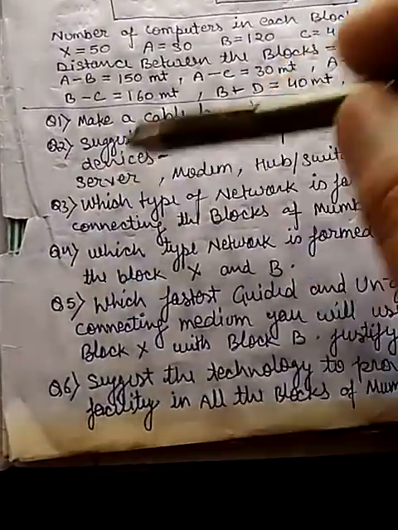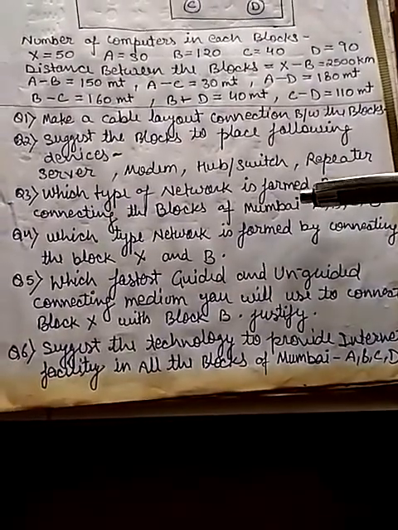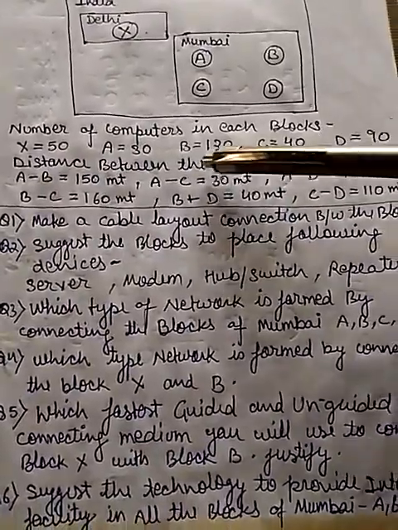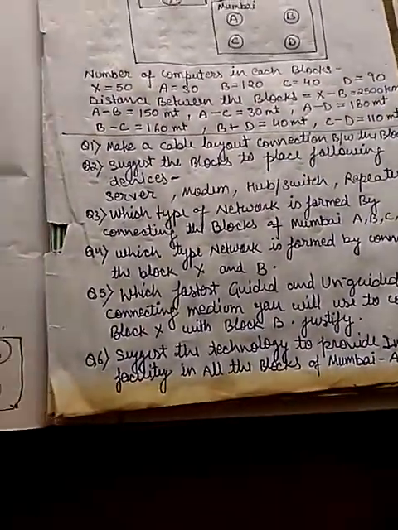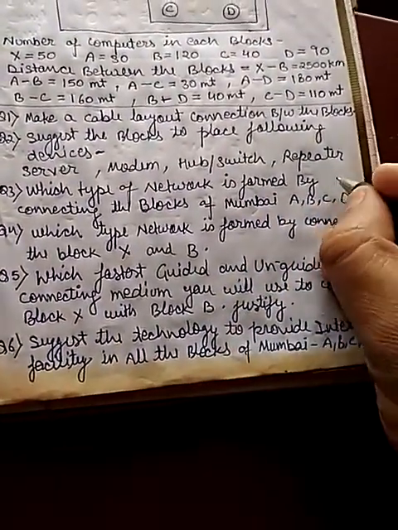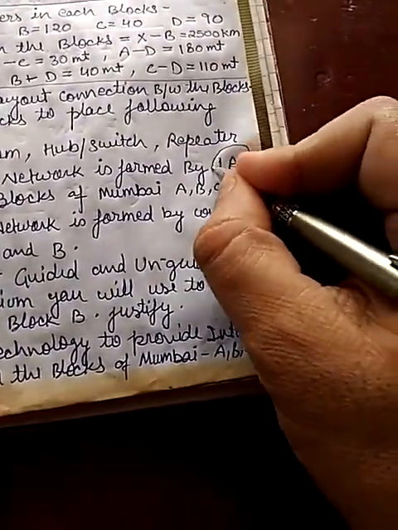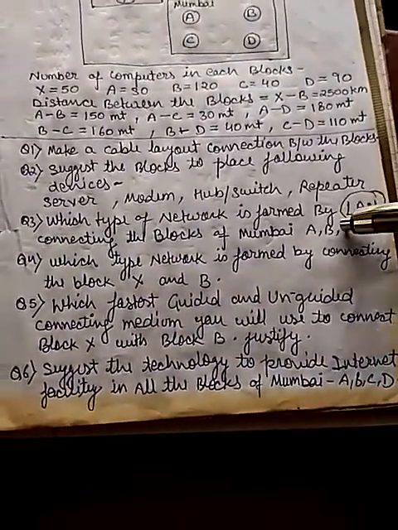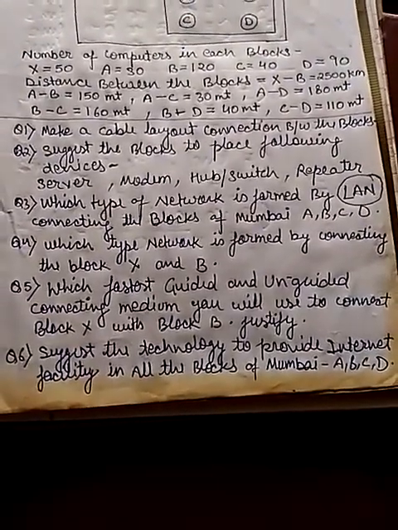Now the third question: which type of network is formed by the blocks of Mumbai? All the blocks of Mumbai are within a distance of 100 meter or so, so it is forming a LAN, local area network. The network formed by connecting the blocks of Mumbai A, B, C, D is a local area network.